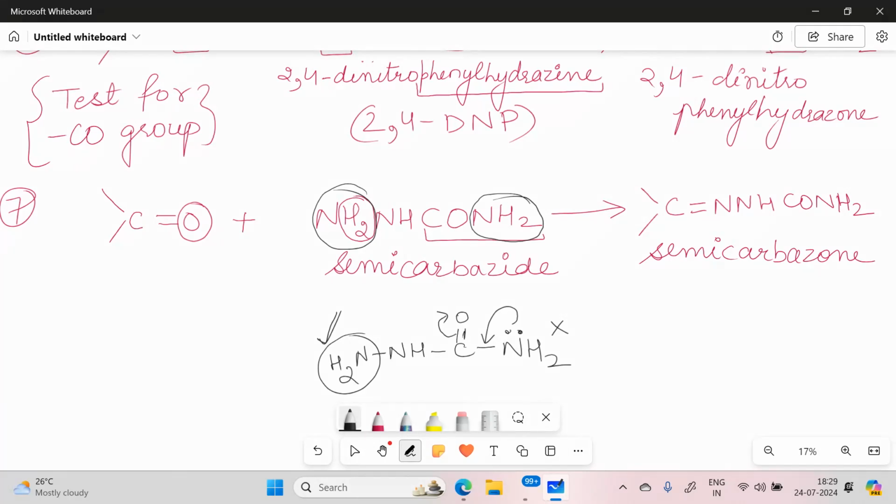Maximum times they will give you the compound in this way: NH2CO NH NH2, and they ask you to write the products. What students generally do, they remove H2 from here. So make sure that CONH2 remains as it is in the compound. Don't remove H2 from that side which is attached to the CO group, because the nitrogen which is attached to CO is in resonance. And due to resonance, the lone pair of nitrogen is not available and it will not act as a nucleophile.